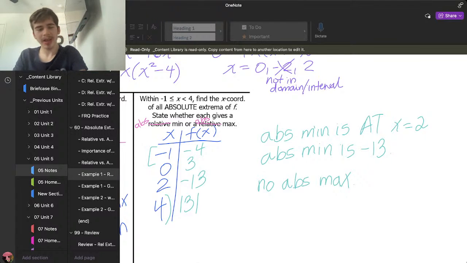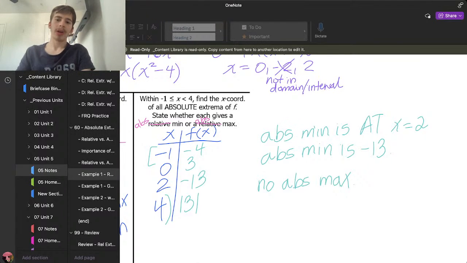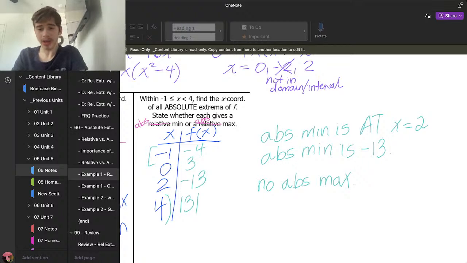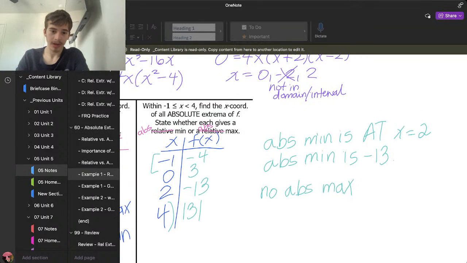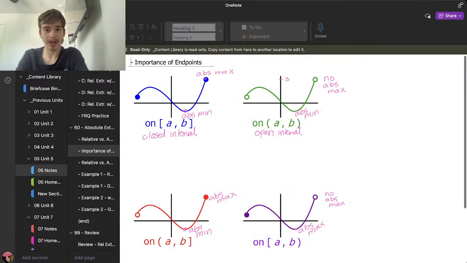While you may see that at 4 it's 131, the absolute minimum is at x equals 2 because that's the lowest value. The absolute minimum is -13 because that's the value. There's no absolute maximum, because 4 is not in the interval. The idea here is that there's just no maximum there, which may sound odd. You may think, oh, maybe it's close to it, but it just doesn't exist.